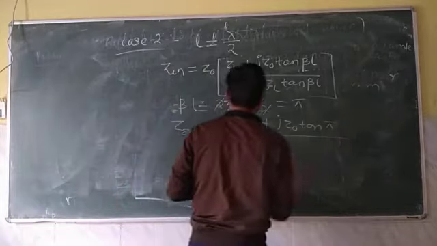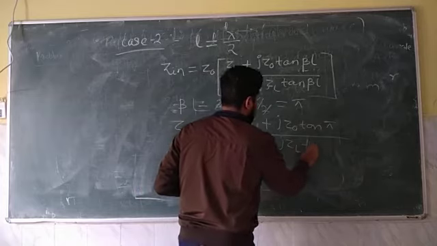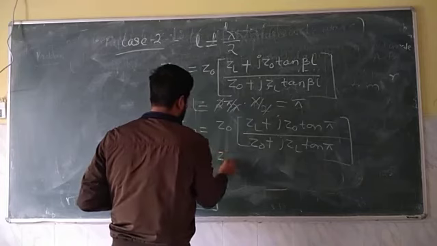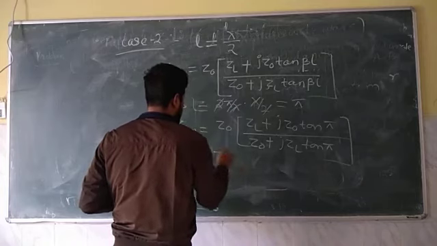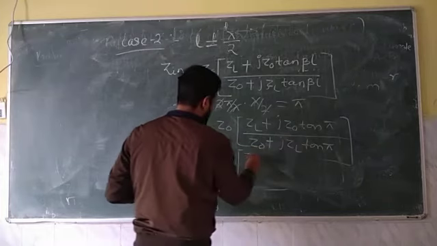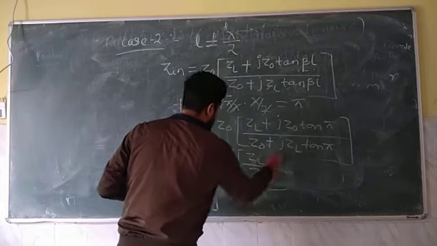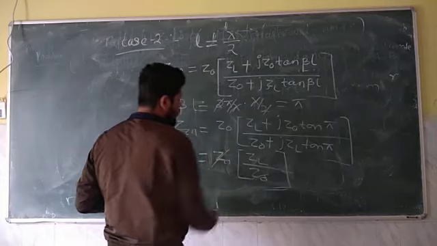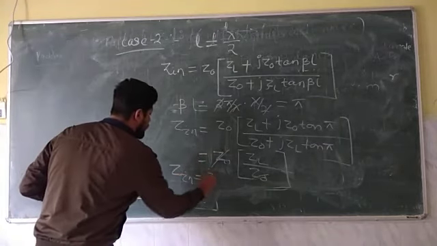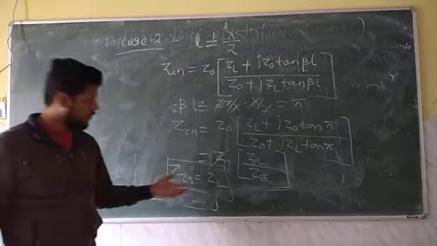So we have Z0 plus jZL again tan pi. Hence we have Z0. Tan pi becomes 0, so we have ZL divided by, here also tan pi becomes 0. Here you have Z0, so this Z0 cancels out. What is remaining? So Zin is equal to ZL.